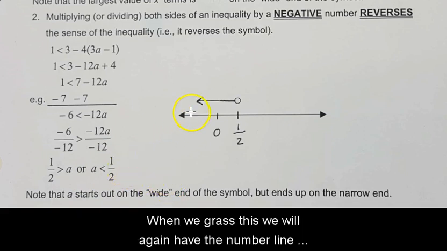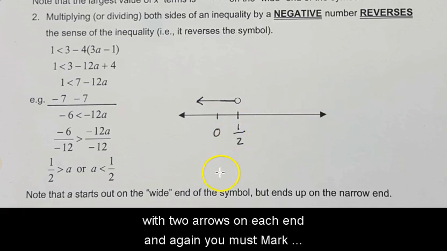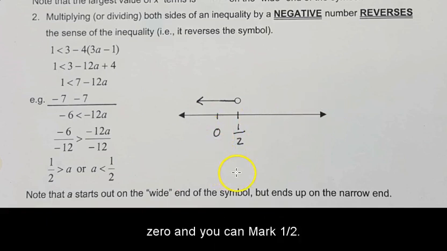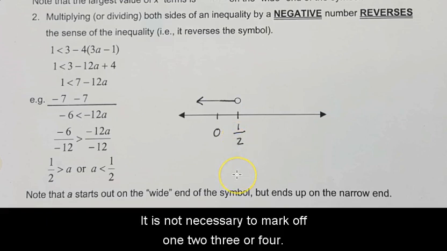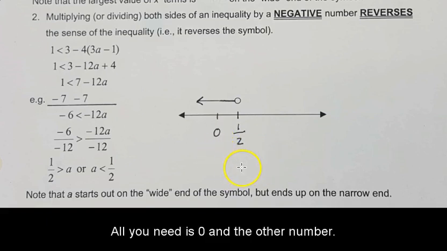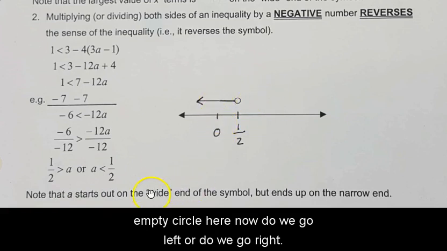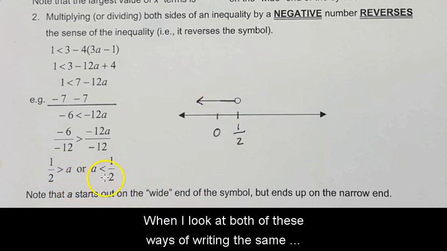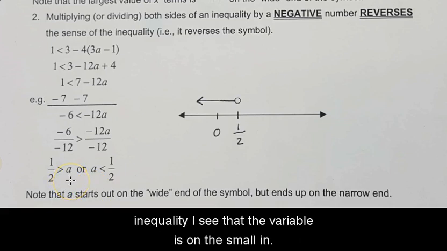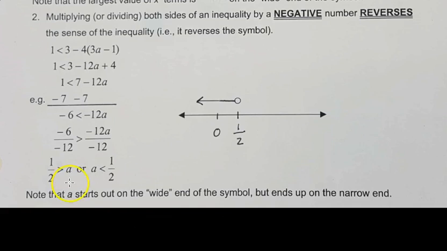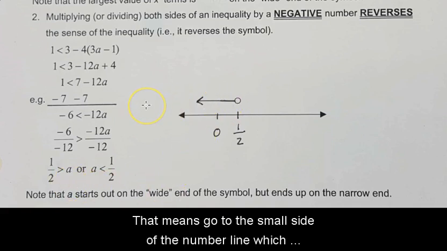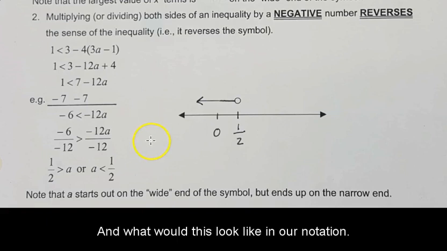When we graph this, we will again have the number line with arrows on each end. Again, you must mark 0, and you can mark 1/2. It is not necessary to mark off 1, 2, 3, or 4. All you need is 0 and the other number. Because we do not have the or equal to, we must have an empty circle here. Now, do we go left or do we go right? When I look at both of these ways of writing the same inequality, I see that the variable is on the small end. That means go to the small side of the number line, which is to the left. Now, what would this look like in our notation?